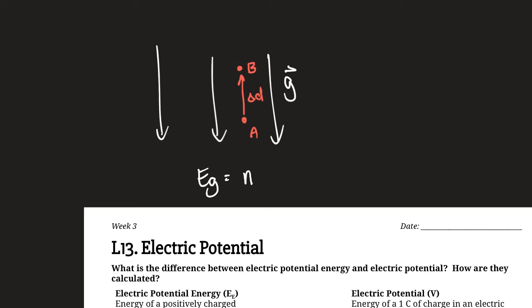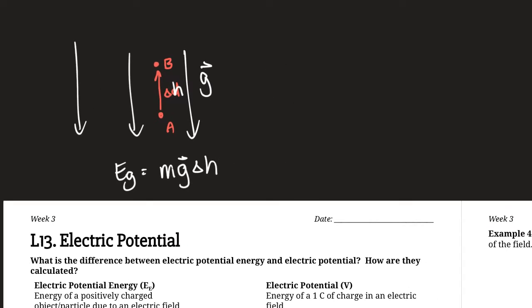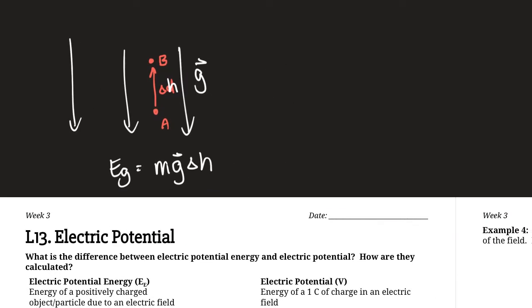Eg equals mass of the object times the gravitational field strength times the change in height, or the elevation, or the delta D. Actually, let's call it delta H. I think that's what we call it with the gravitational energy equation. So there's a similar thing happening with an electric field, where we have an electric field going in one direction. And remember, we use E to signify the strength of the electric field.